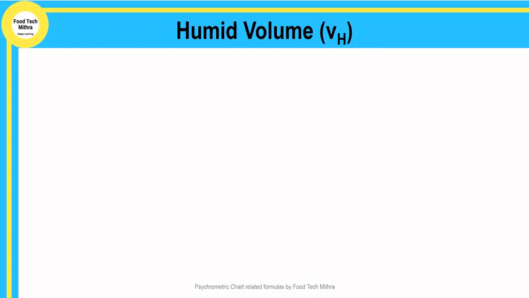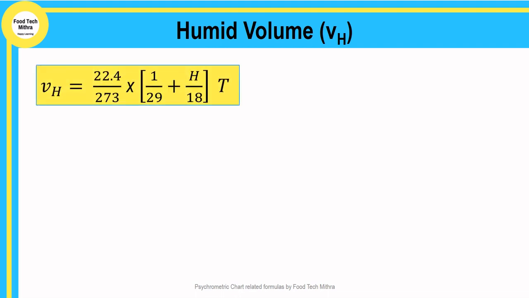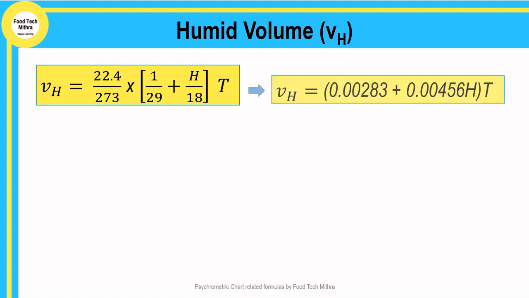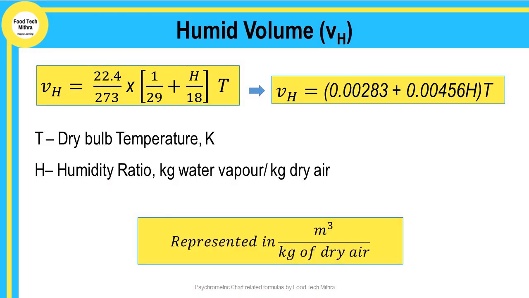Next is humid volume. So humid volume is given by V suffix H is equal to 22.4 divided by 273 into 1 by 29 plus H by 18 whole into T. So this can be written as V suffix H is equal to 0.00283 plus 0.00456 into H whole multiplied by T. So where T is the dry bulb temperature and H is the humidity ratio, and this humid volume is represented in meter cube per kg of dry air.